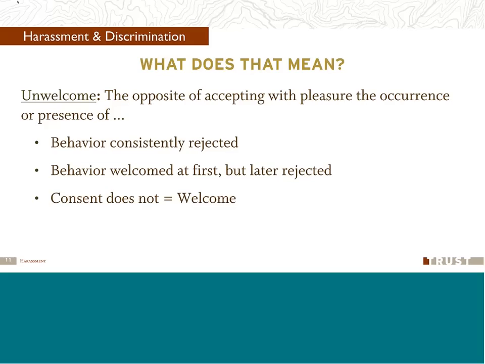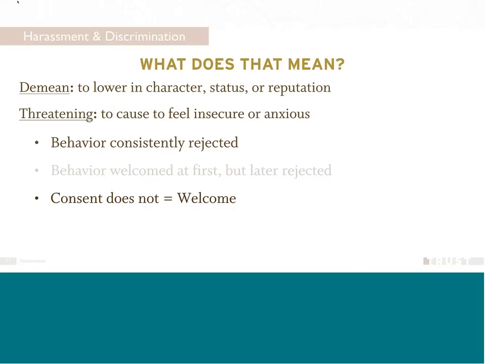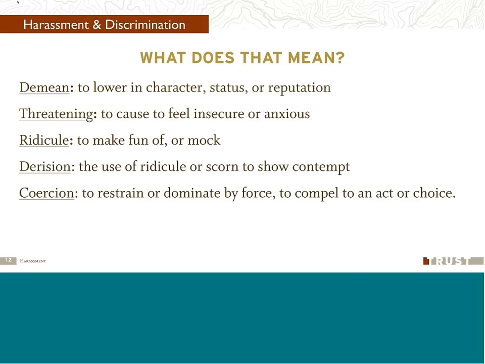Now let's talk about some of these other words that were in that definition. What do they mean? Because these are the ors. The behavior could be demeaning or threatening or ridiculing. So, of course, demeaning means talking to someone in a way that lowers them in their status, character, or reputation. Because we are saying things that demean them, it makes them appear to others to be less than they are.